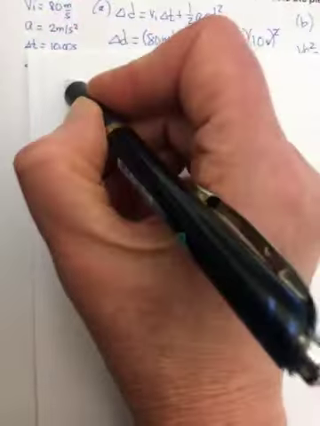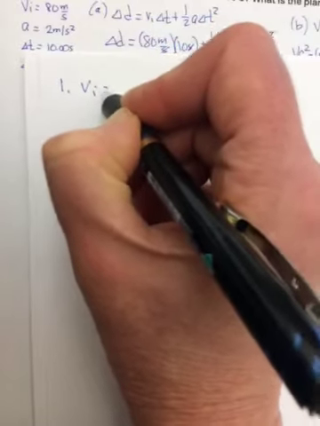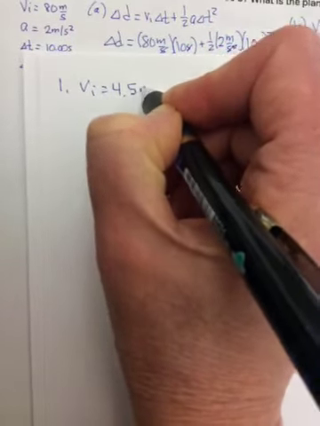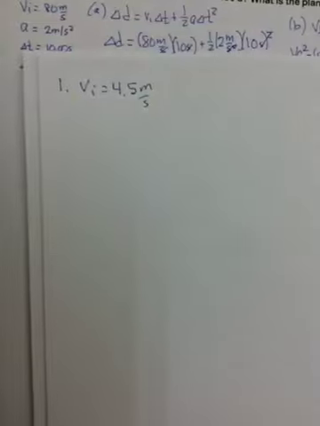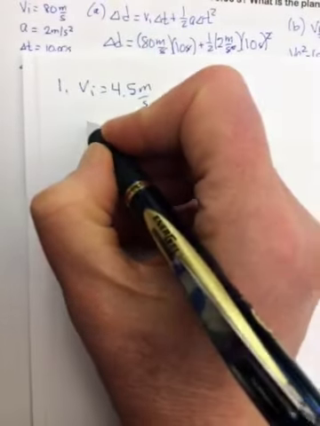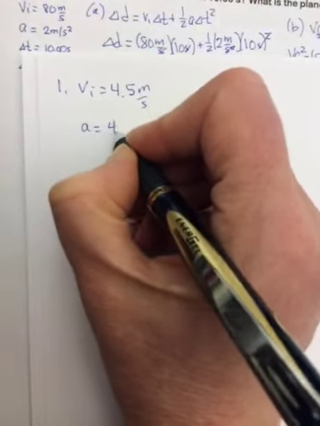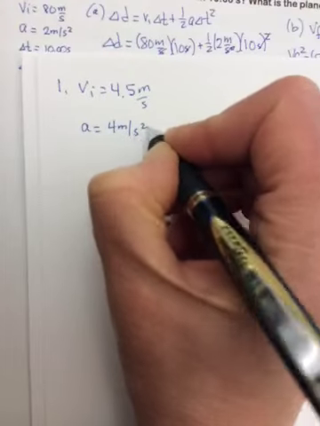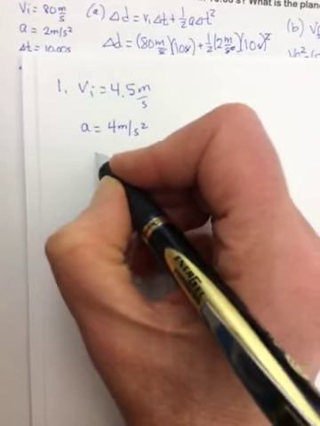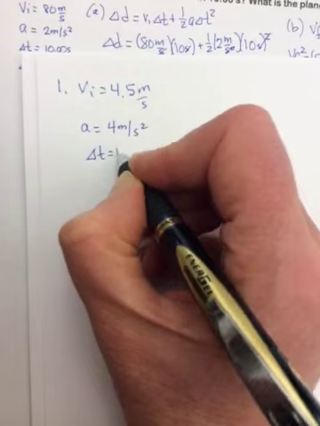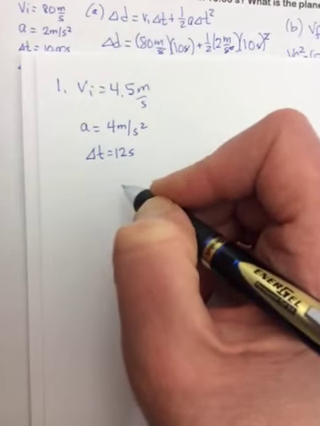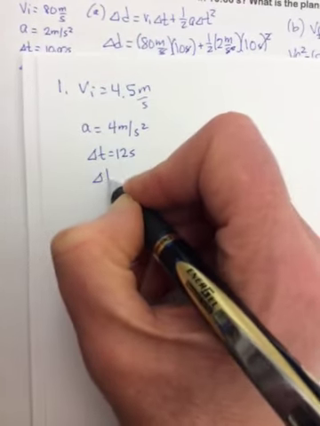All right, so number 1 says a biker passed a lamppost at the crest of a hill traveling 4.5 meters per second. So VI is 4.5 meters per second. She accelerates down the hill at a constant rate of 4 meters per second squared. 4 meters per second squared is the acceleration for 12 seconds. Delta T, 12 seconds. How far does she move? You're looking for delta D.